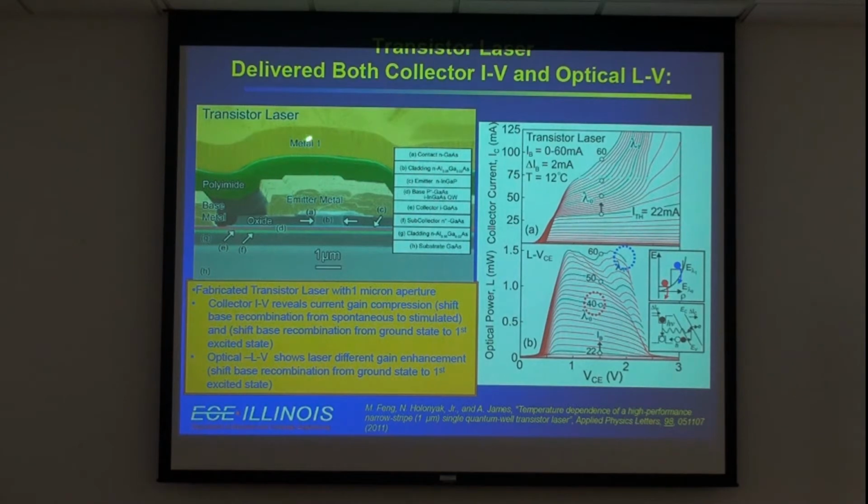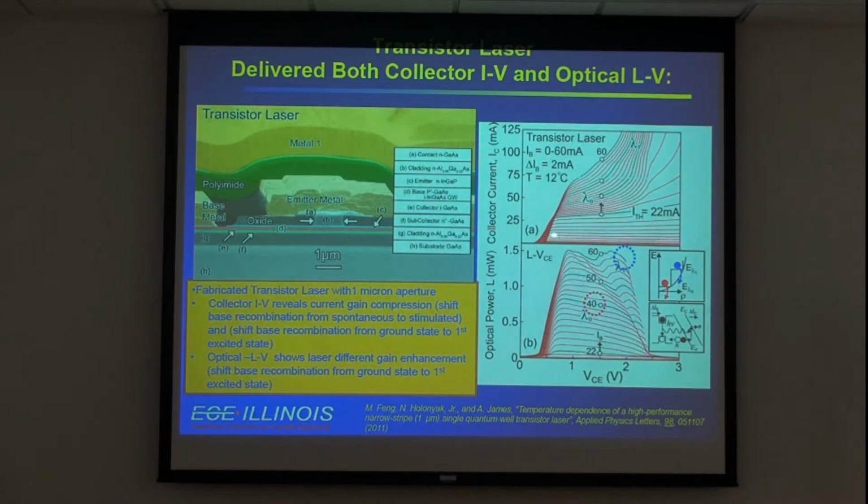In this case it's like 1 micron thick of metal, causing burning money. But that's why we got the high performance of a transistor laser. And you can see very interesting physics. Basically, you can see this is a family curve, VCE versus IC or optical power.